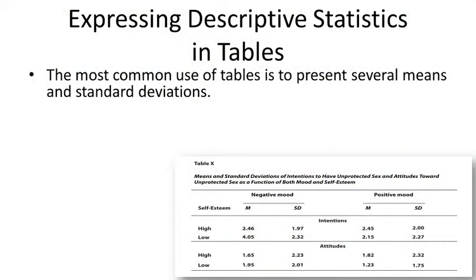Besides presenting your writing in the text and your results in graphs, there's also tables. Tables are very common, and the most common use for tables is to present several means and their standard deviations. This is just an example from APA style of what an APA style table should look like. You can see we've got many different conditions, and for each condition there's a mean and standard deviation.